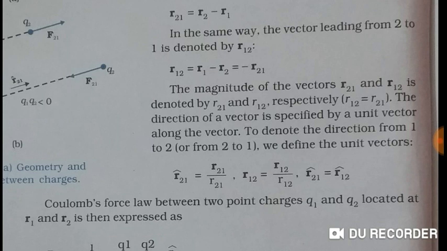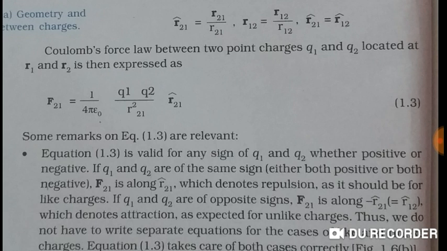In the same way, the vector leading from 2 to 1 is denoted by r12. r12 = r1 - r2 = -r21. The magnitudes of the vectors r21 and r12 are denoted by r21 and r12 respectively. Of course, r12 = r21. The direction of a vector is specified by a unit vector along the vector. To denote the direction from 1 to 2, we define the unit vectors r21 caret = r21/r21, r12 caret = r12/r12, r21 caret = -r12 caret. Coulomb's force law between two point charges q1 and q2 located at r1 and r2 is then expressed as F21 = (1/(4πε0)) q1 q2/r21² r21 caret.